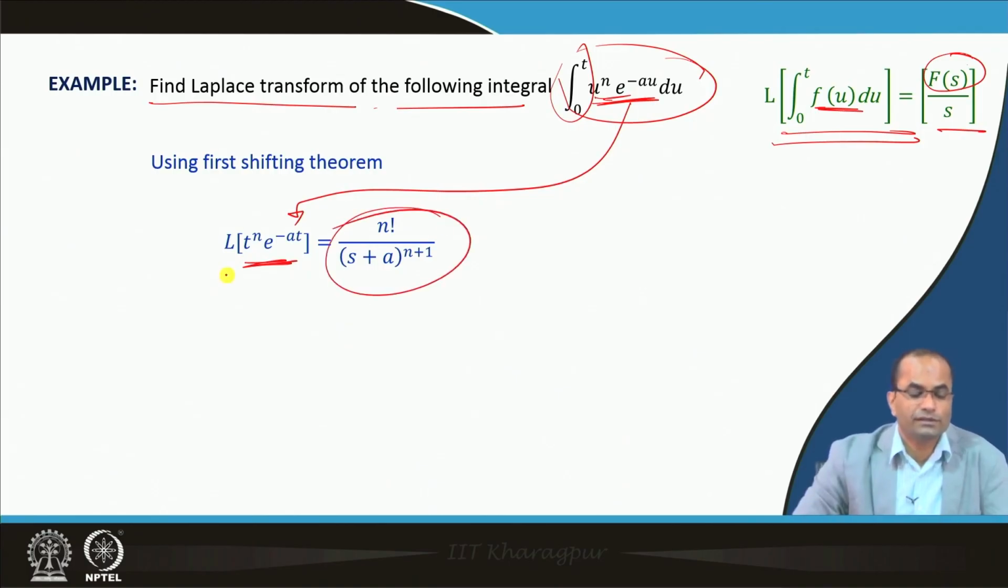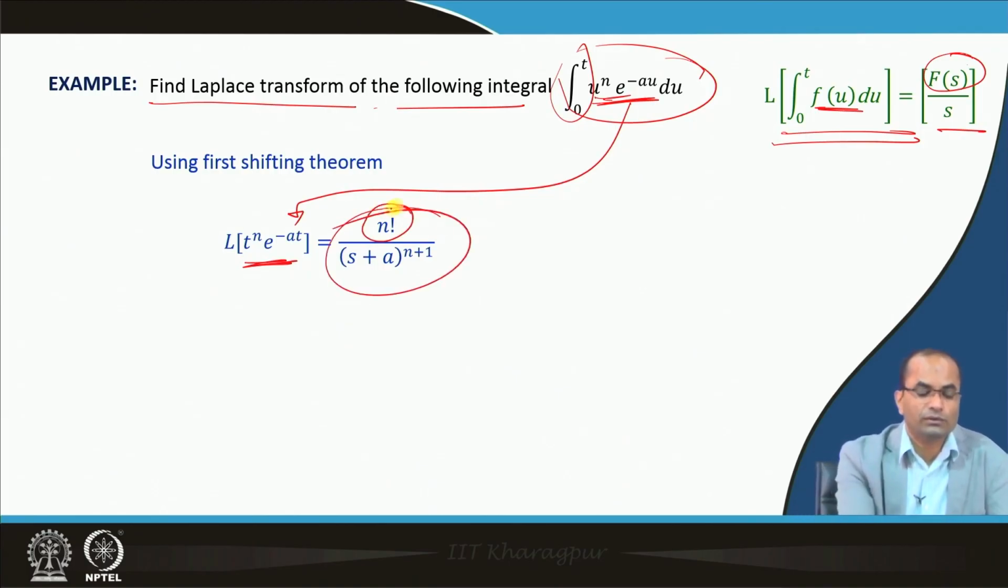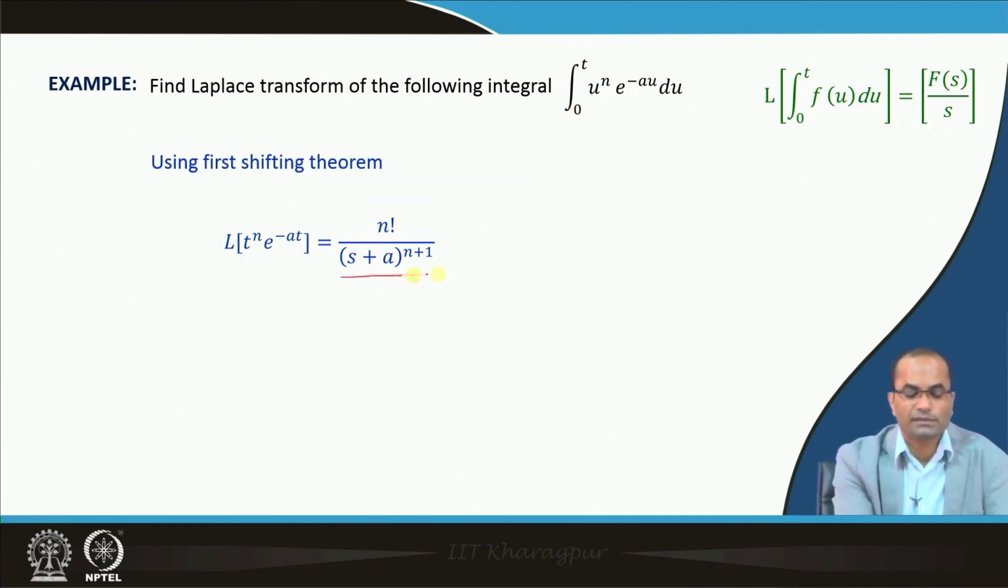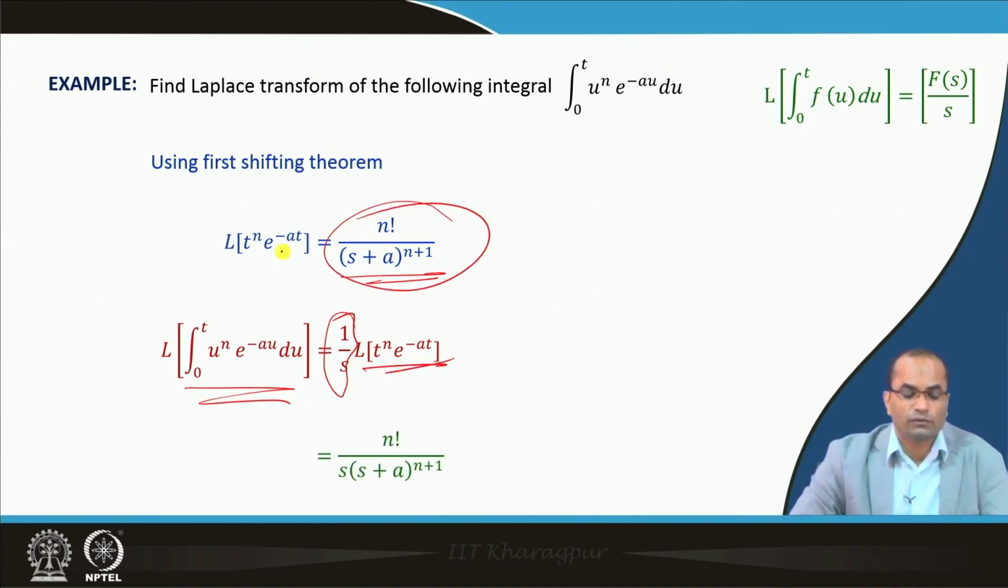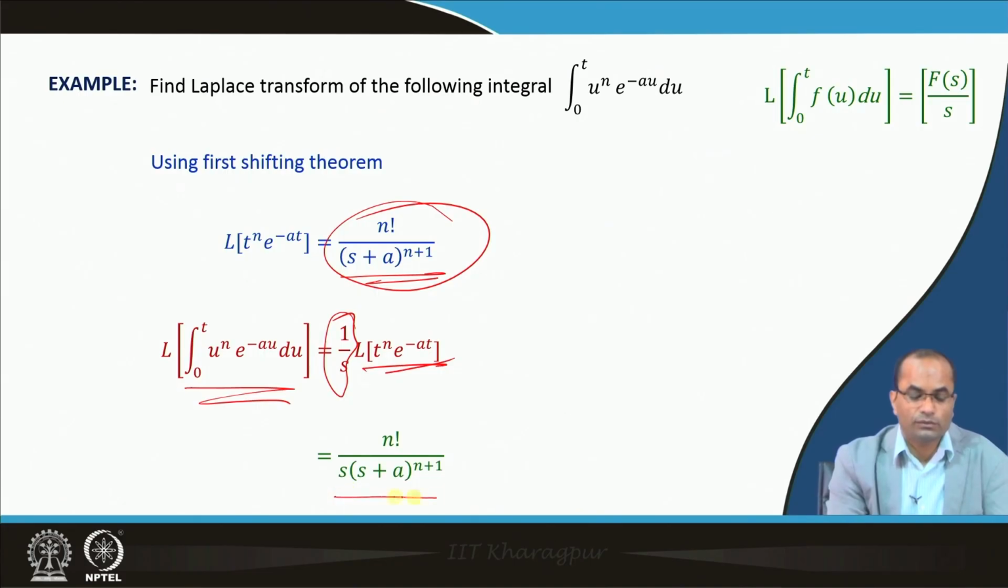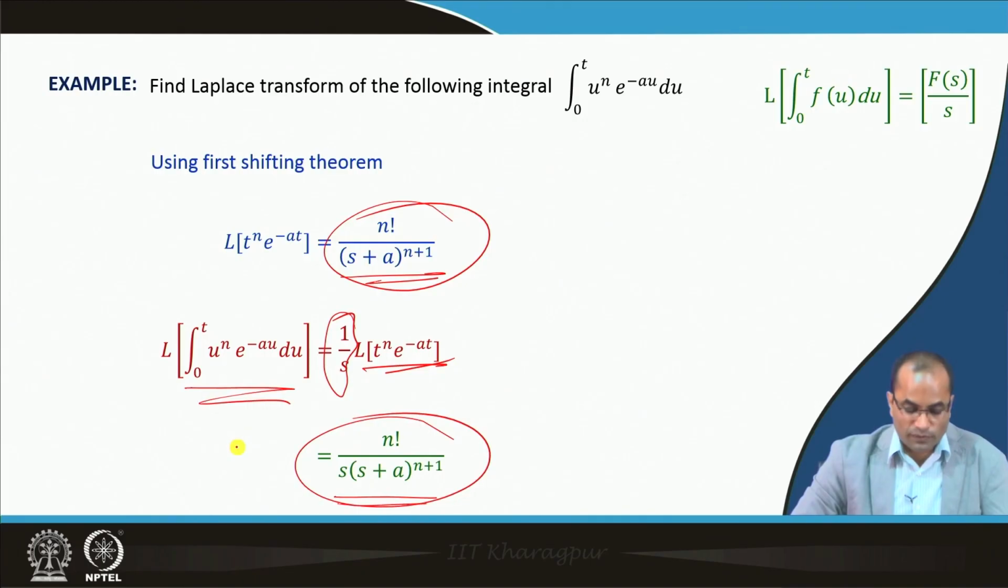by the shift theorem we know already that it is factorial n over s plus a, this plus a is coming because of the shift there. So, we have factorial n over s plus a power n plus 1, and then this integral will be just 1 over s, and this factorial n over s into s plus a, the whole power n plus 1.